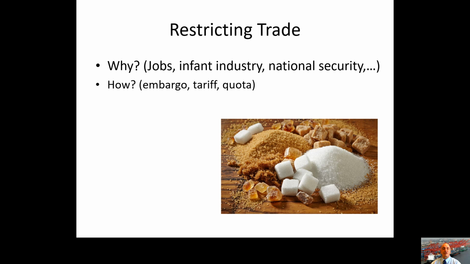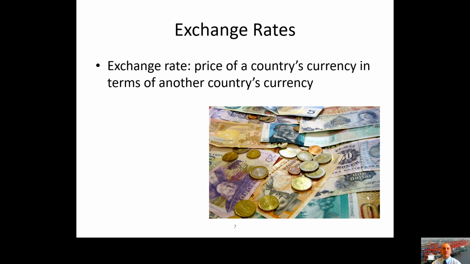They often will restrict trade for a variety of reasons. Maybe they want to protect jobs in their country, or they have a perception of national security needs. And they tend to restrict trade in one of three ways: an embargo, a tariff, or a quota. So you'll examine the reasons we restrict trade and how we restrict trade.